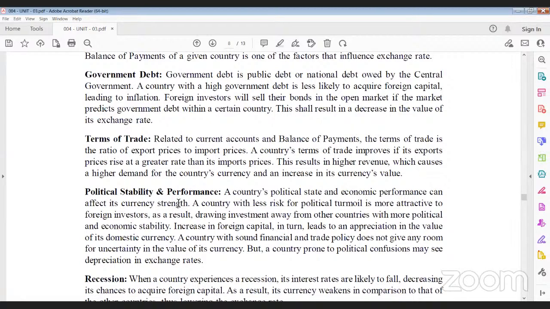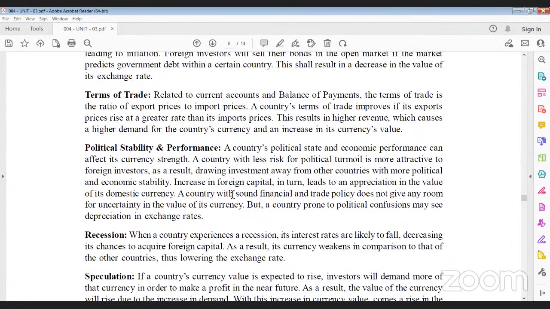Then we have terms of trade. What is terms of trade? Related to current accounts and balance of payment, the terms of trade is a ratio between export prices and import prices. This results in higher revenue. Suppose a country's terms of trade improves, its export prices rise at a greater rate than its import prices. This will result in higher revenue, which causes higher demand for the country's currency and an increase in its currency value.